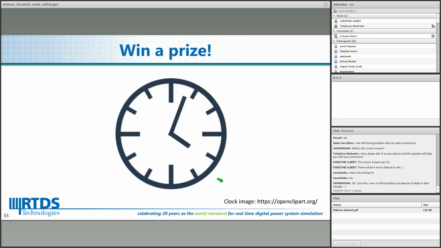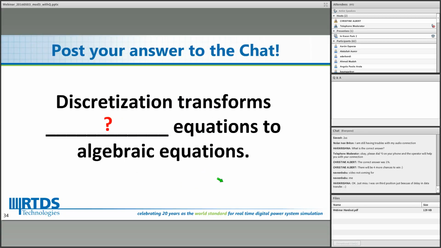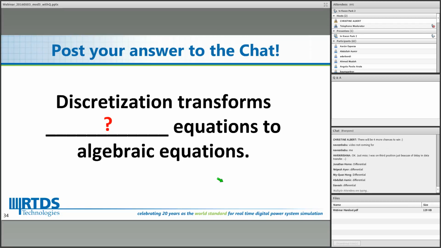So now it's time for the second quiz. And the quiz is: what is the word in this blank? Discretization transforms what equations to algebraic equations? This is your quiz. So I'll give you 2 minutes.